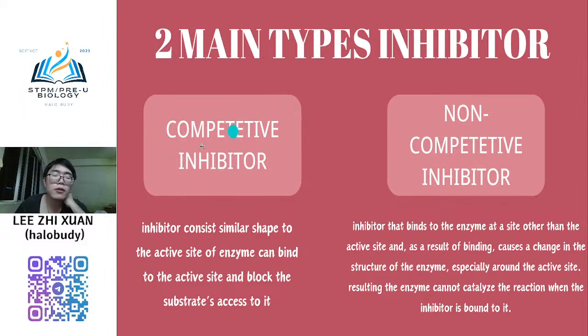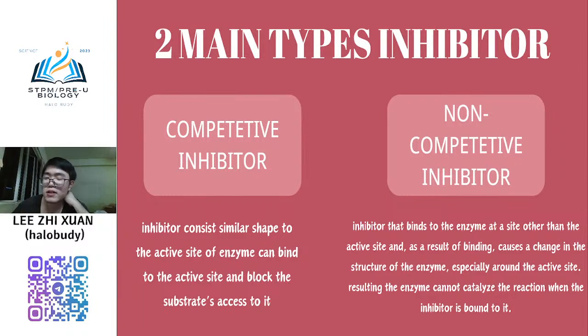Example. So the competitive inhibitor, the main point is that it has a similar shape to the active site of the enzyme. This is the key point. Another one, the non-competitive inhibitor, is an inhibitor that will bind to what we call the intrinsic site.